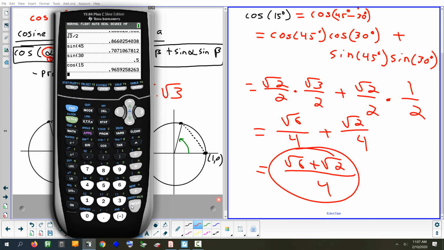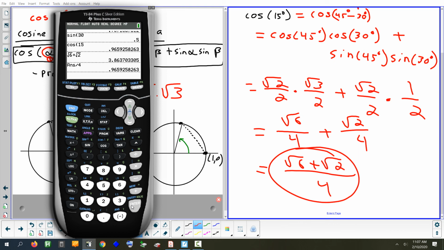Cosine of 15 is about 0.9659. Let's type that in. The square root of 6 plus square root of 2, that's just the top, divide by 4. 0.9659.